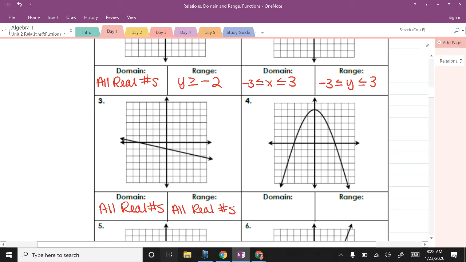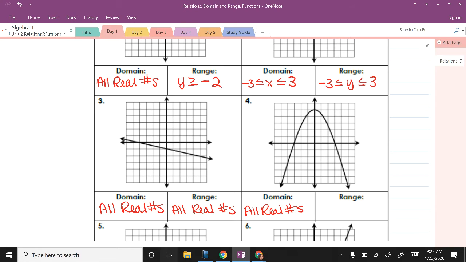So let's talk about the x's. It's going down forever, but it's also going out as it goes. So what do you think about the domain? It is all real numbers. Okay, so what do you think about the range?